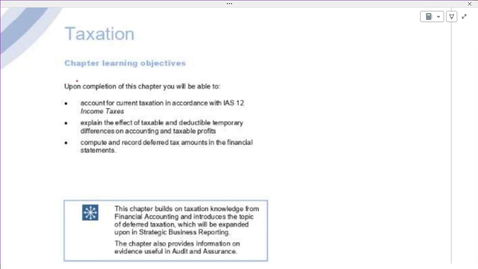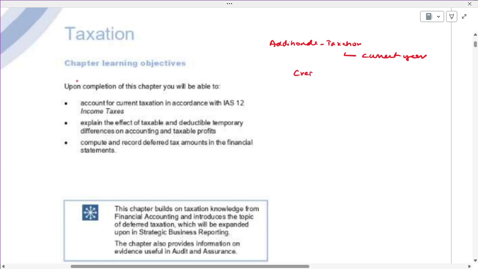Commonly, as we have seen many times in the additional information, they will give taxation. Whatever taxation they give in the additional information, this taxation is for the current year. I will give a brief overview of the things we'll come across in this chapter.